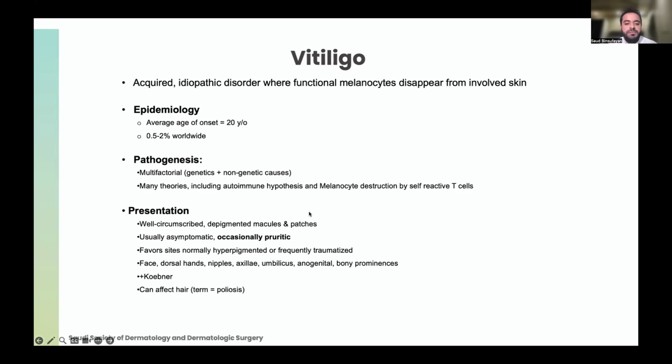The pathogenesis is multifactorial, but mainly it is thought to be due to autoreactive T cells damaging the melanocytes. It can be pruritic sometimes, but usually it's asymptomatic. It also has a positive Koebner phenomenon. Does anyone know what Koebnerization means?